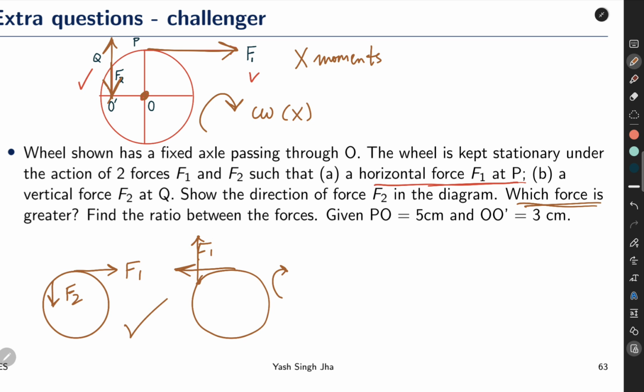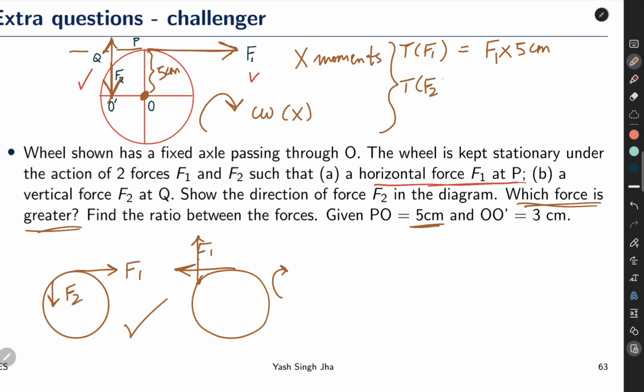Which force is greater? Now, let's take this to be our case. Let's calculate the moment. Torque due to F1 is what? Force into distance. What distance? Distance of line of action of force to the axis of rotation. So this distance, right? OP is given to be 5 centimeter. It is F1 into 5 centimeter.